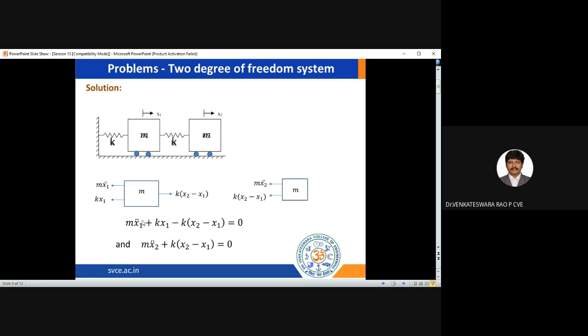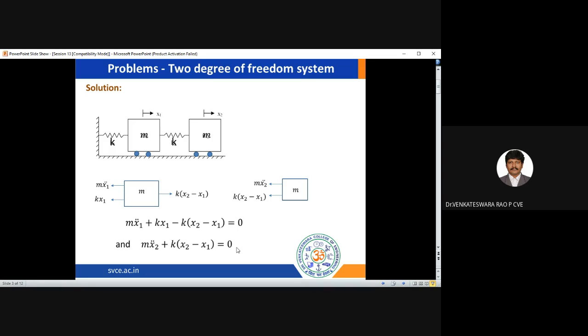Equation of motion: m x1 double dot plus k x1 on the left hand side forces. This is acting on the right hand side, so minus k into (x2 minus x1) is equal to 0. Similarly, for the second mass, the equation of motion is m x2 double dot plus k into (x2 minus x1), nothing on the right hand side, is equal to 0. That's all.